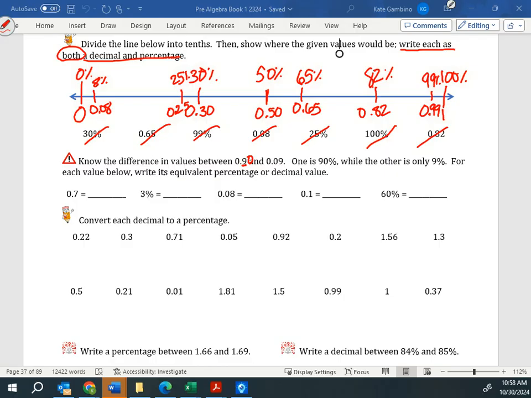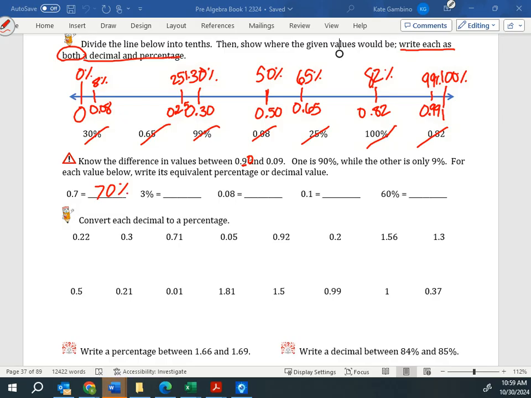So 0.9, that 9/10ths is really 90/100ths, so it's 90%. And 0.09, 9/100ths, is 9%. So for each value below, you're going to write its equivalent percentage or decimal value. So if we look at 0.7, what would we write? Kathy? 70%. Say it one more time. 70%.